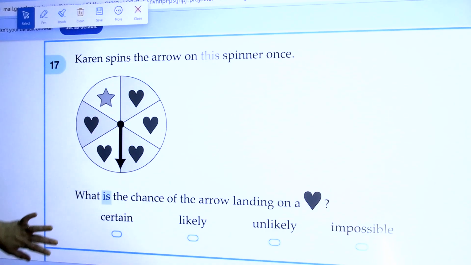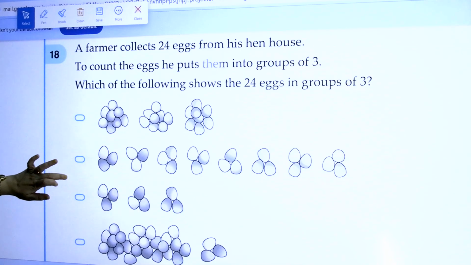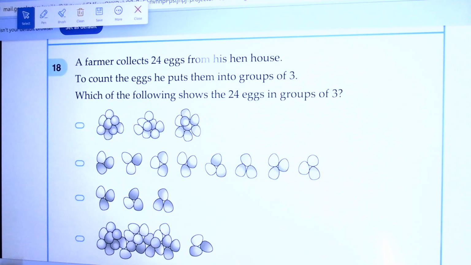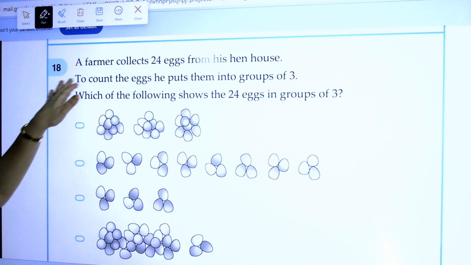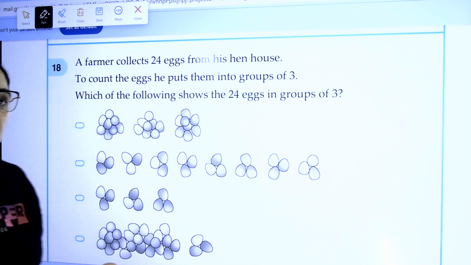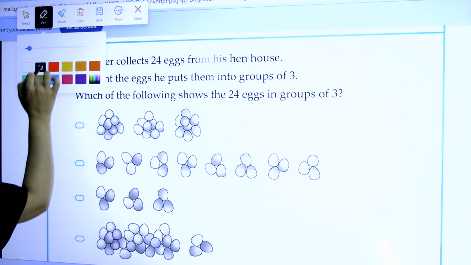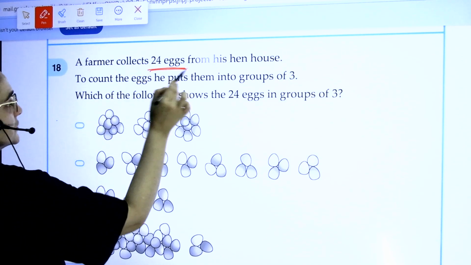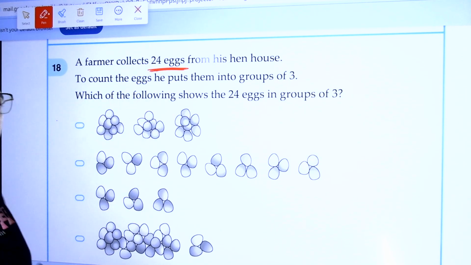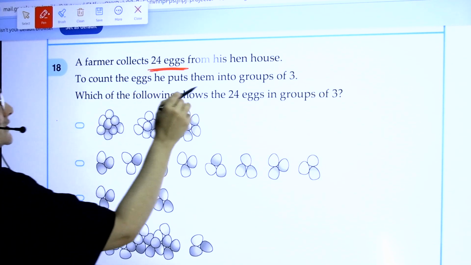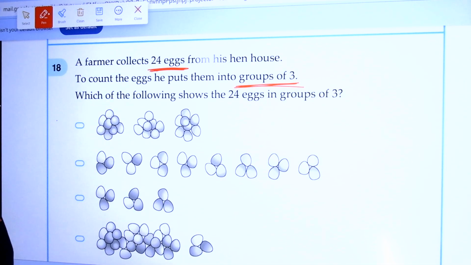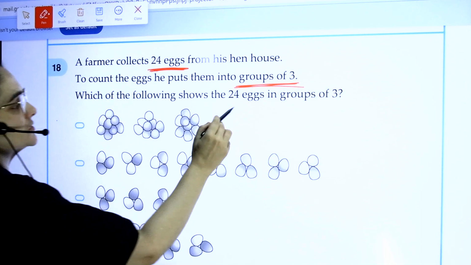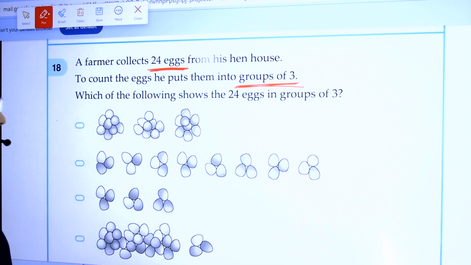Okay, let's move on. Question 18. Let's read the question carefully first. A farmer collects 24 eggs. Again, always put extra emphasis on the numbers that you're dealing with. 24 eggs from his hen house. To count the eggs, he puts them into groups of 3. Which of the following shows the 24 eggs in groups of 3?